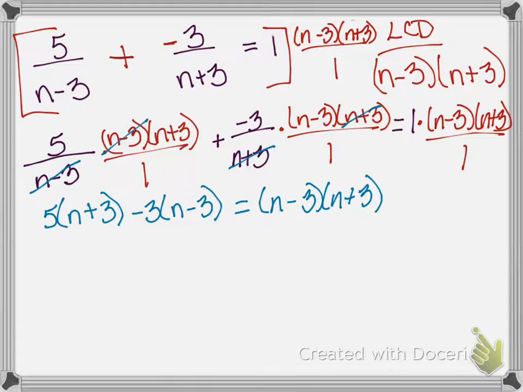Now, we are going to have to simplify the left-hand side. So we've got a 5 to distribute and we've got a negative 3 to distribute. What am I going to have to do on this side? What am I going to have to do right there? Excellent. We're going to FOIL. So I'm distributing first. 5 times n is 5n. 5 times 3 is 15. Negative 3 times n is negative 3n. Negative 3 times negative 3 is positive 9.